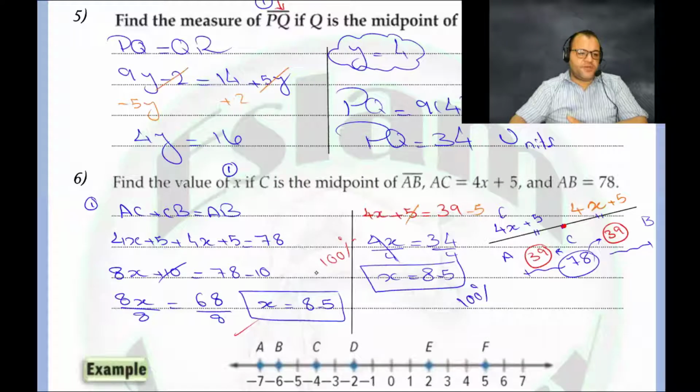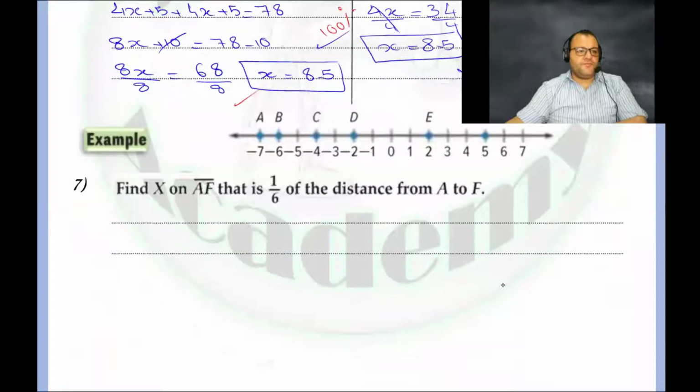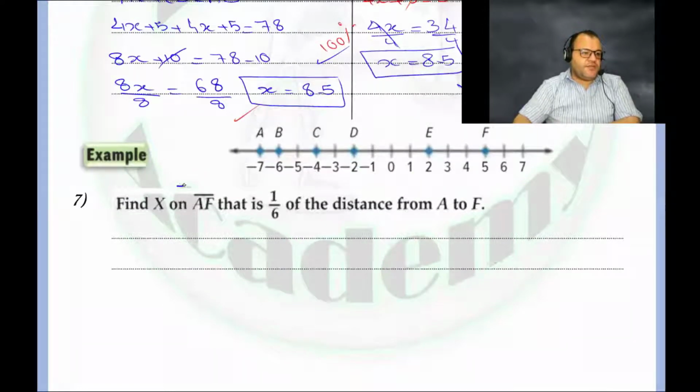If you solve by the first way, it will be okay. If you solve by the second one, it will be okay. Any problem for this one? Okay. With another idea, we need to find the value of x. x lies on AF, where A is negative 7 and F is 5. When I say x lies at the middle, you divide by 2.